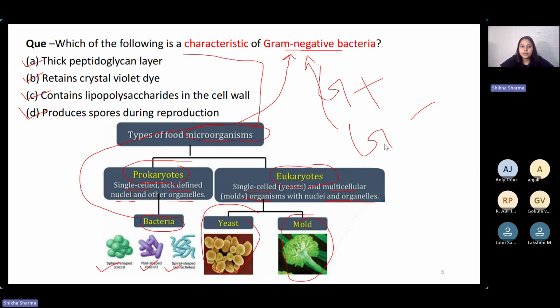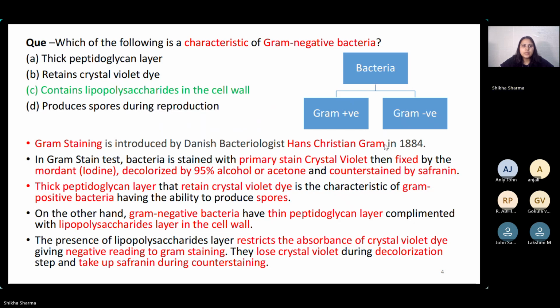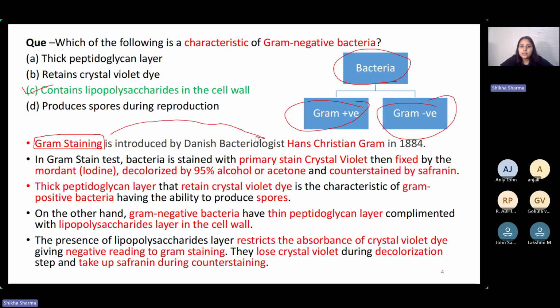Okay, let's see. Gram-negative bacteria contain lipopolysaccharides in the cell wall. As we discussed, bacteria can be gram positive and also gram negative. There is a test called gram staining, introduced by the Danish bacteriologist Hans Christian Gram in 1884.